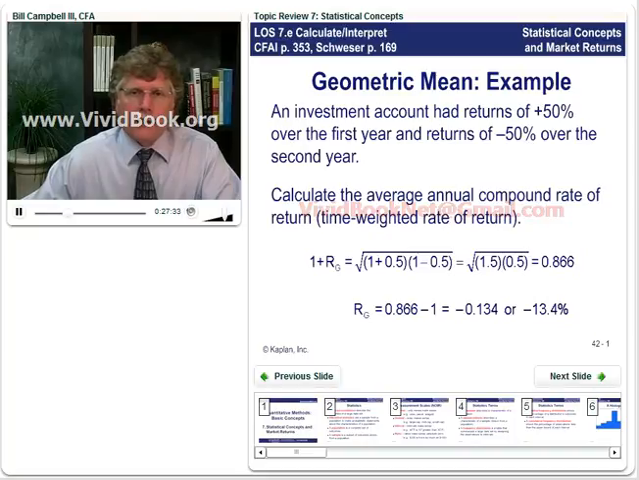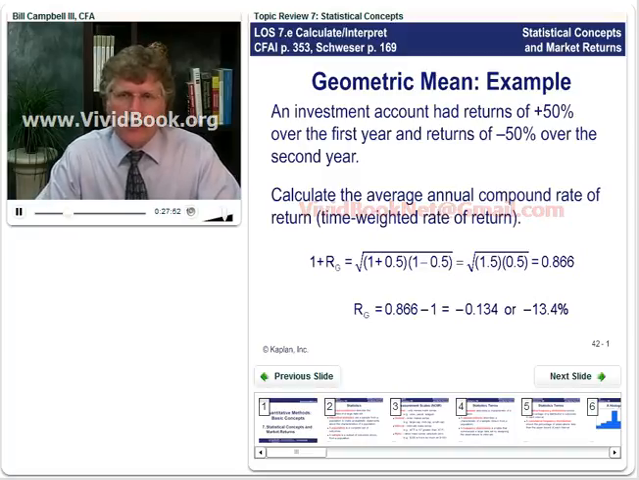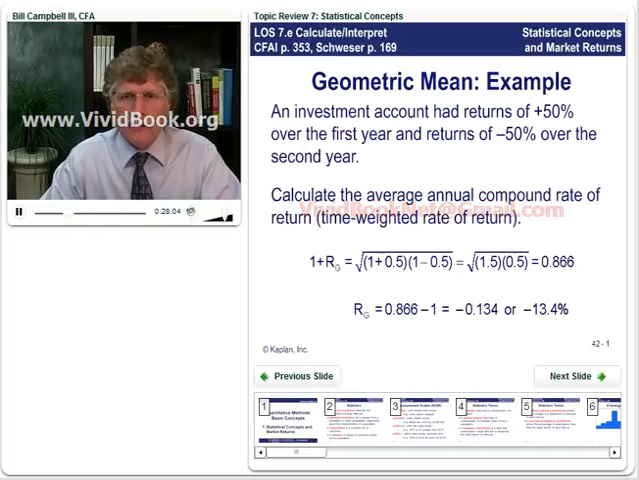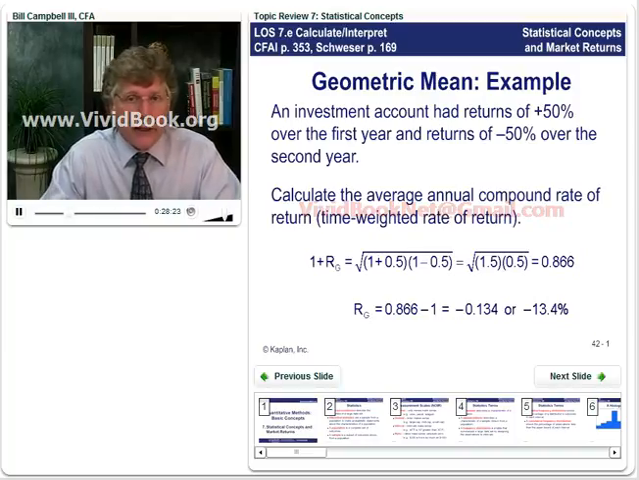So we take 1 plus the geometric mean return over there on the left side. We have 2 years of returns, so we're going to take the square root of 1 plus the first return, 1 plus 0.5, times 1 plus the second return, 1 minus 0.5. We take the square root of 1.5 times 0.5, that's the square root of 0.75, that's 0.866. That's 1 plus RG is 0.866. Therefore, RG is minus 0.134, or minus 13.4%. So you lose 13.4% each year. Remember, the arithmetic mean was 0, the geometric mean minus 13.4%. The geometric mean is smaller.